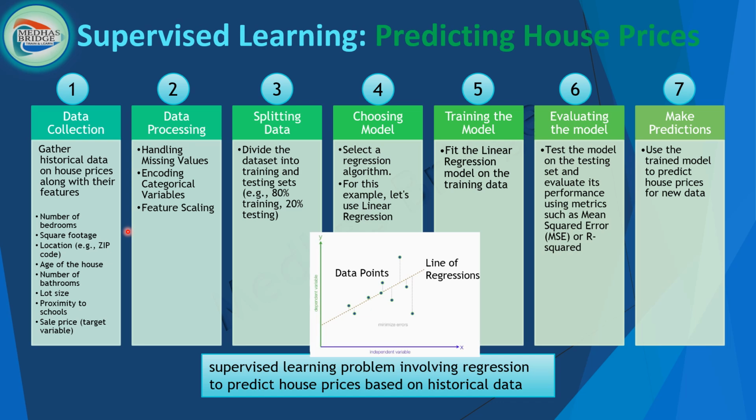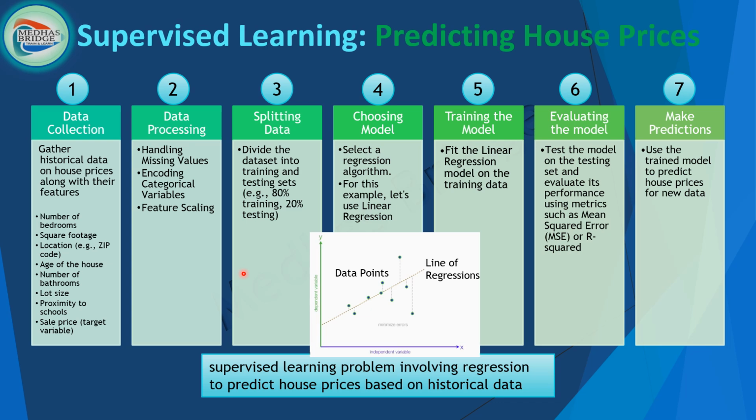The second step is to process the data to make it accurate, like handling missing values, encoding categorical variables, and feature scaling, things like that. Once you have the processed data, the third step is splitting the data by the 80/20 rule into training data and testing data.